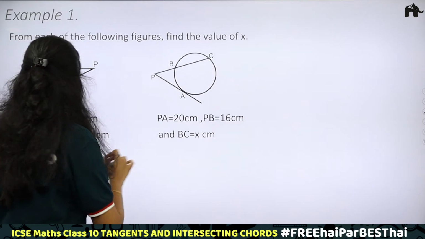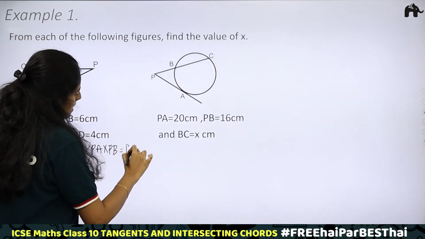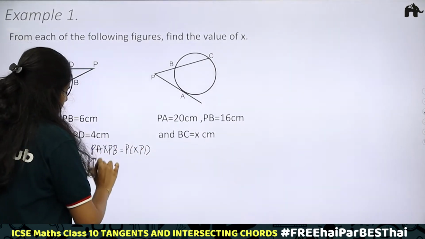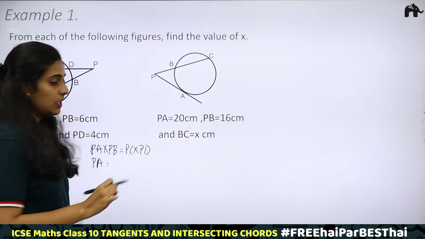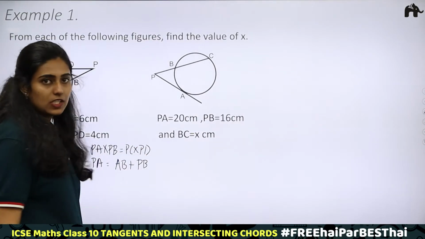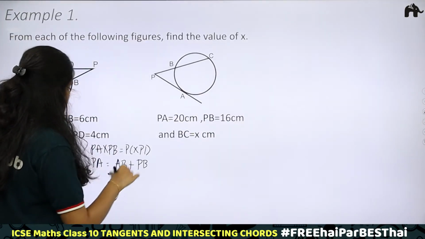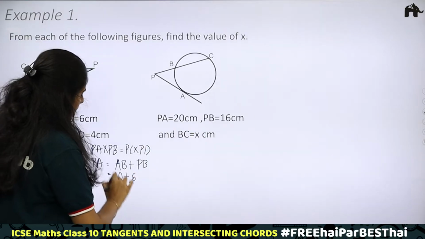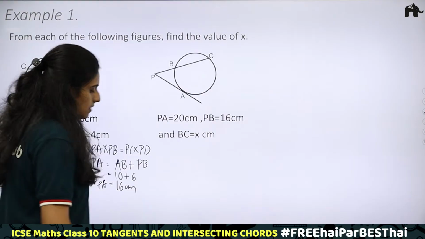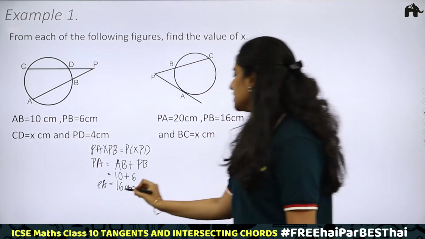Here again we will be having PA into PB is equal to PC into PD according to the theorem. Now we don't know what PA is. How to find PA? PA will be equal to AB plus PB. AB is given, that is 10 centimeter, plus PB. PB is 6 centimeter. PA is equal to 10 plus 6, which is 16 centimeter.